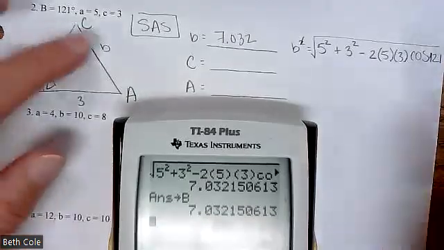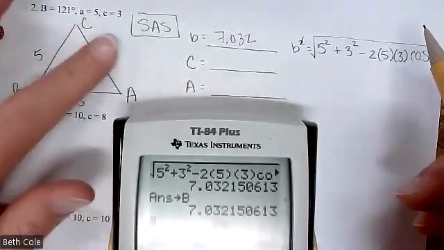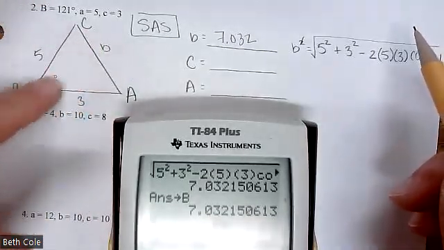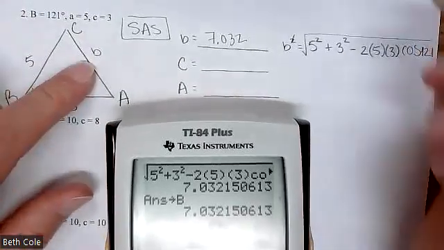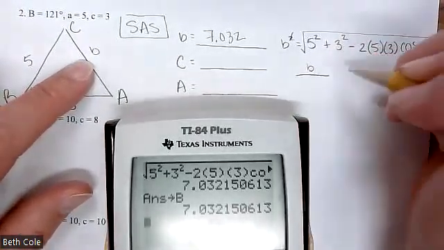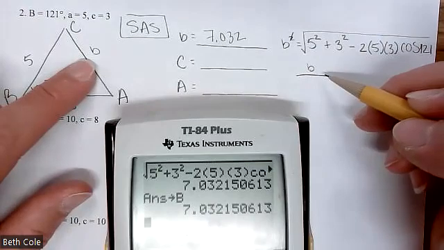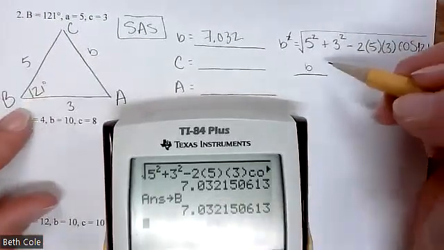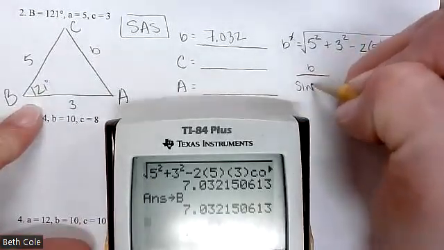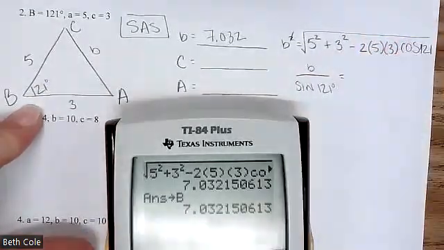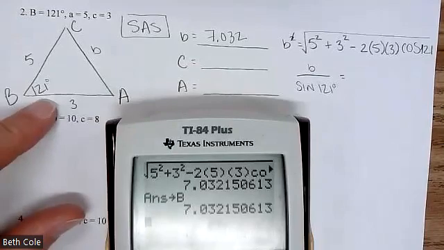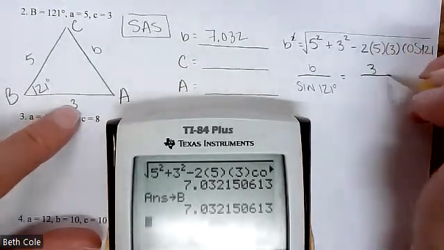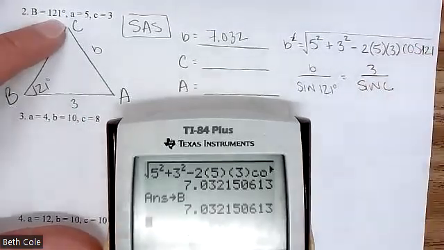So you now have a side across from an angle. And you can do law of sines. So it'll be B over, or if you were going to write 7.032, that's fine. But no matter what, when you type it, use your stored value. B over sine 121. What's going to go in the other side? 3 over sine C.